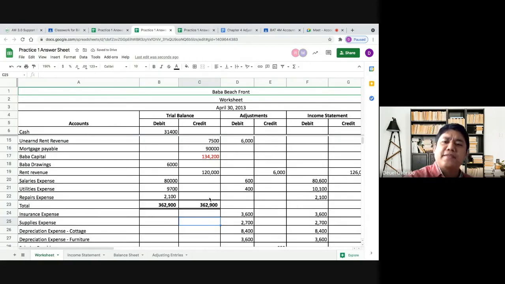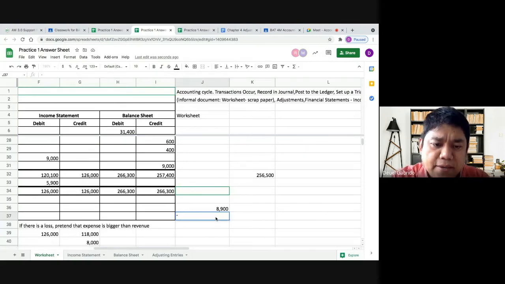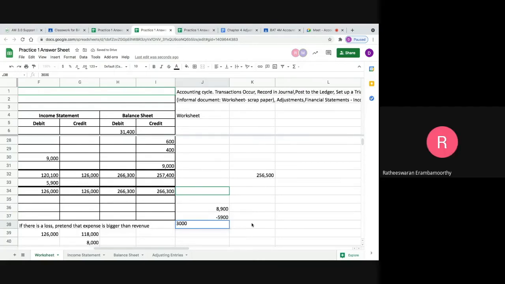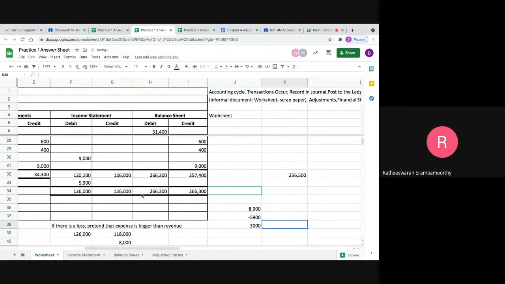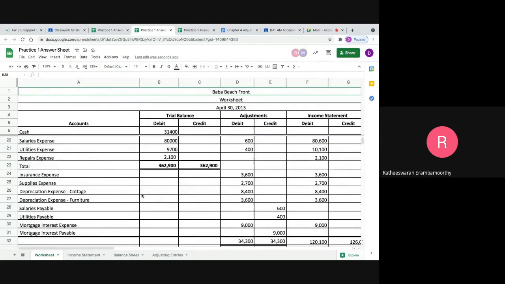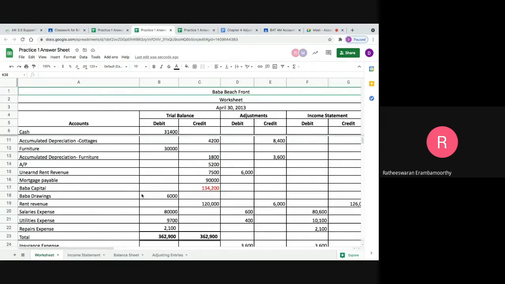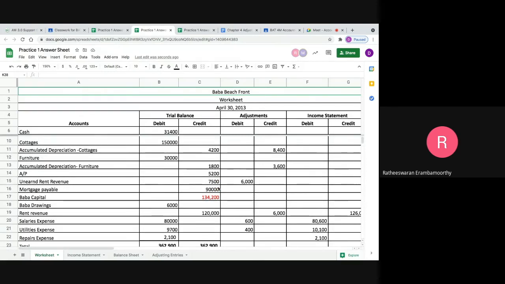So now I am just thinking, because my answer is 8,900 minus 5,900, the given income, my difference is 3,000. 367,100, so it's wrong then. Can you check the credit side amounts: 4,200, 1,800, 5,200, 7,500, 90,000, and 120,000, that is the revenue. That's a different capital.